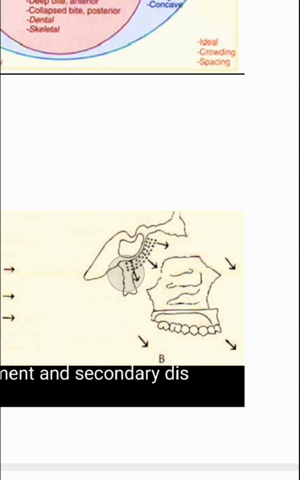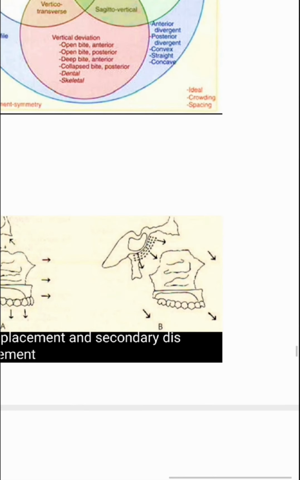Secondary displacement: if the bone gets displaced as a result of growth or enlargement of the adjacent bone, it is called secondary displacement. For example, the growth of the cranial base causes the forward and downward displacement of the maxilla. The growth of the adjacent bone results in forward and downward displacement of the maxilla, which is secondary displacement.